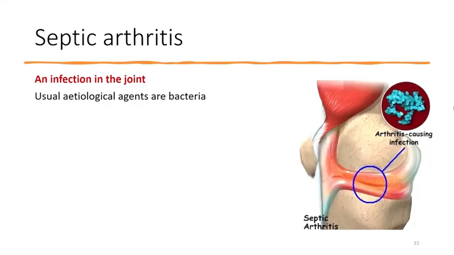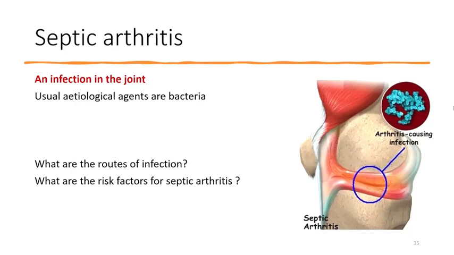So we will talk about septic arthritis. It is an infection in the joint. Arthritis is the inflammation of the joint, and septic means it is involved by pyogenic infection. So the usual etiological agents are bacteria. Under septic arthritis, we have to know the routes of infection, the risk factors, and the clinical features you are expected to see.